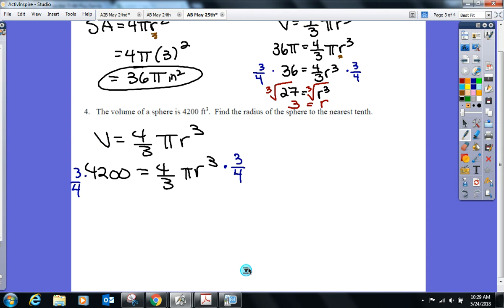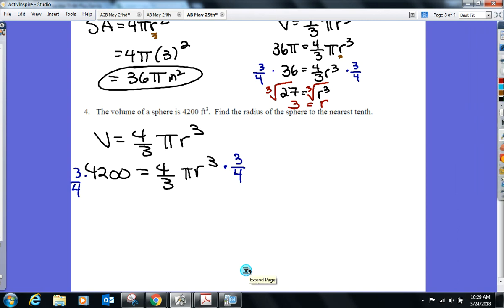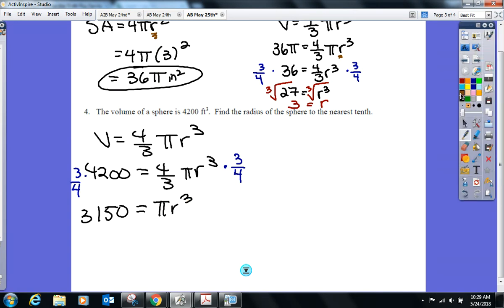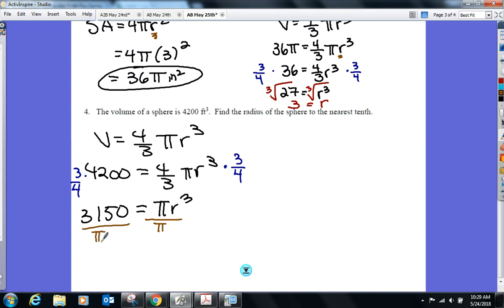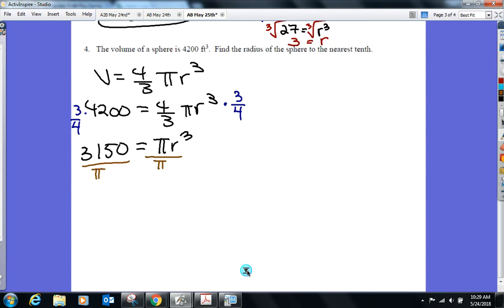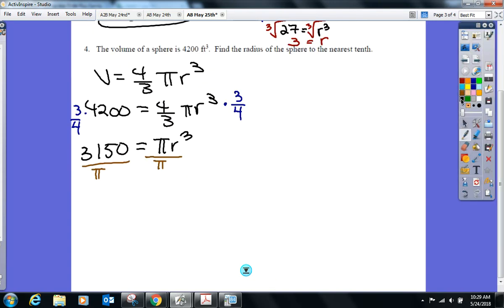On the left side, we should end up getting 3,150 equal to pi r cubed. Now I'll deal with the pi. I'll divide it out on both sides. Divide by pi, divide by pi. When I do that, I am not done with the problem. I am not rounding anything yet. I am writing out this full calculator display when I divide by pi.